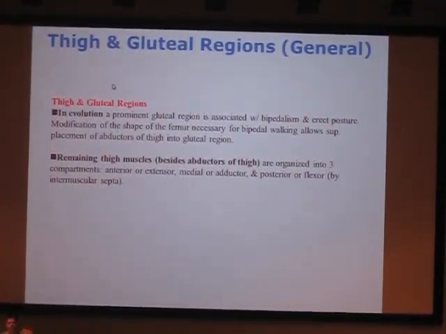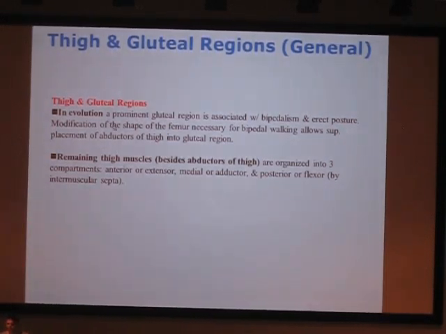But since we're looking at the thigh and the gluteal region in general, it's important to bring up that there are basically 4 general compartments below the hip. You have the gluteal region, and then 3 other compartments: an anterior, medial, and posterior area, which we already looked at before in transverse sections in previous lectures.